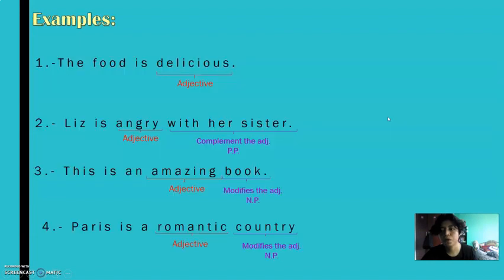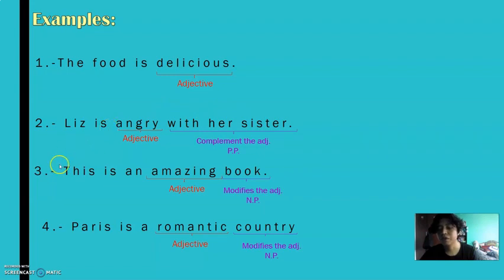Okay, continue. We have examples in this part. For example, sentence number 1 says "The food is delicious." This is an example of adjective alone because "delicious" is the adjective. Sentence number 2 is "Liz is angry with her sister." "Angry" is the adjective, and "with her sister" is the prepositional phrase that complements the adjective. Okay, this is a clear example of an adjective followed by a prepositional phrase.